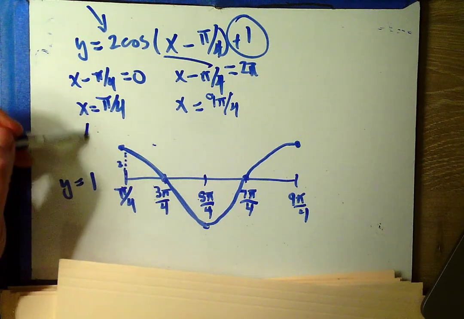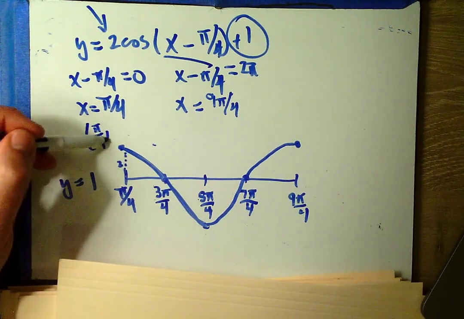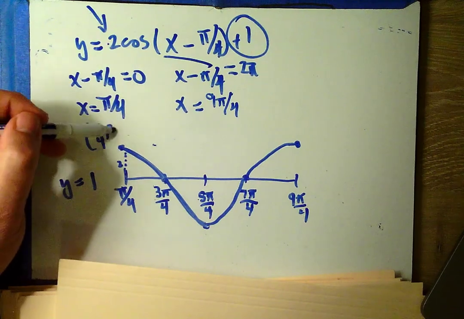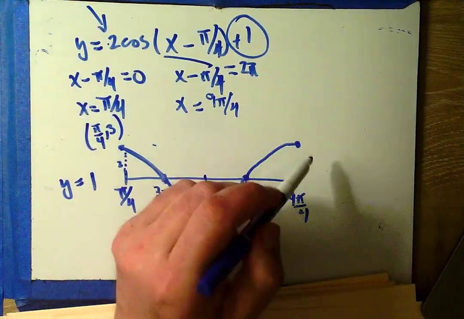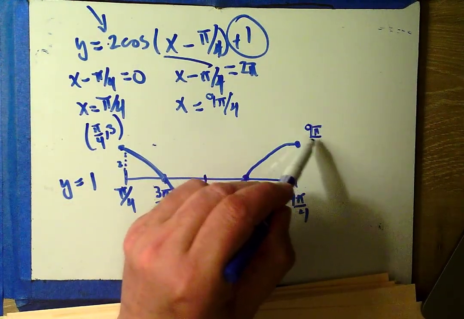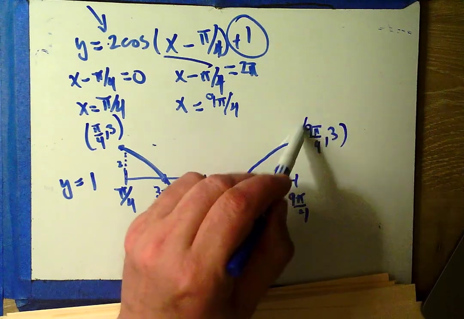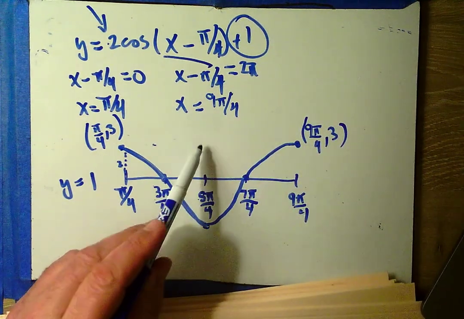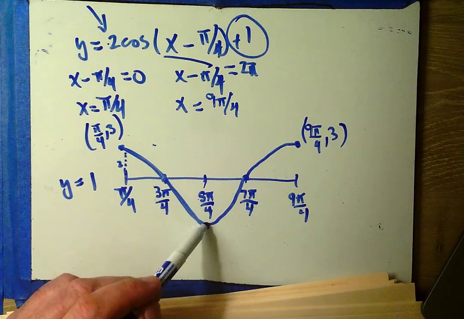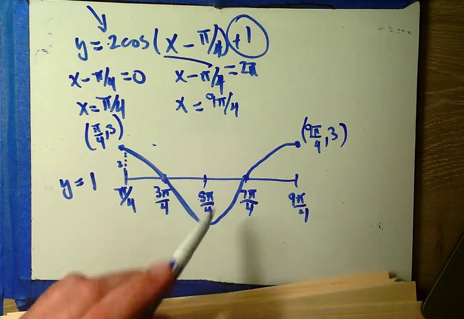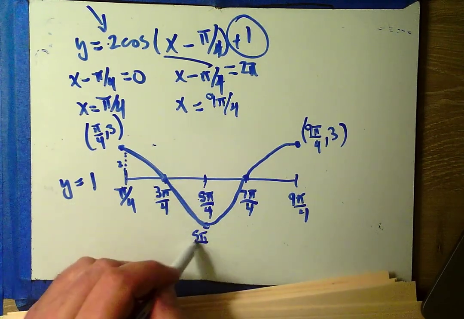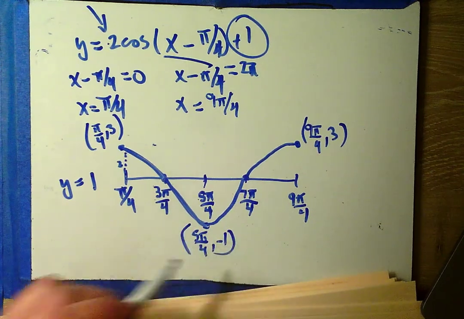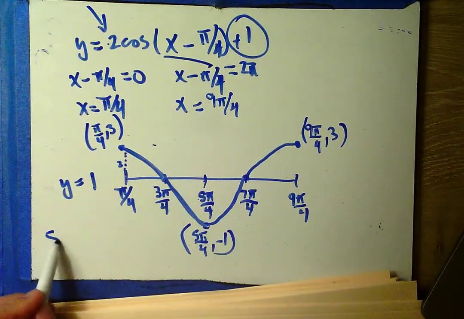So this ordered pair is going to be pi over 4, 1 plus 2 is 3. And this one over here will be 9 pi over 4, 3. But this one down here, instead of going up 2, we went down 2. 1 minus 2 is going to be negative 1. And there's station 2.